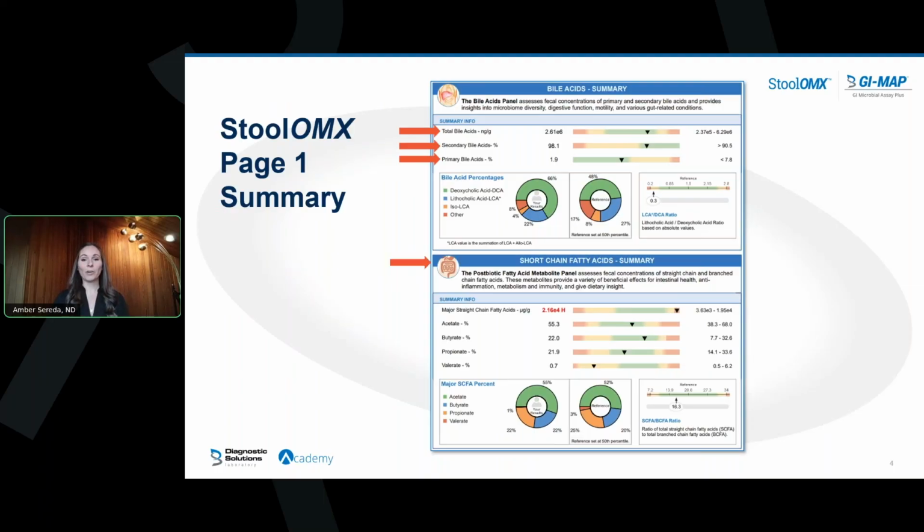And on the bottom half, we have our short chain fatty acids. So we see our total major straight chain fatty acids, and then the individual percentages, again, represented in the bar graph. And then in the donut chart, where again, you see patient results on the left, reference range on the right. And then we have our straight chain to branch chain fatty acid ratio. And again, if all of that feels new to you, I'm going to go through what each of those mean. I just want to orient us to what we're looking at here.